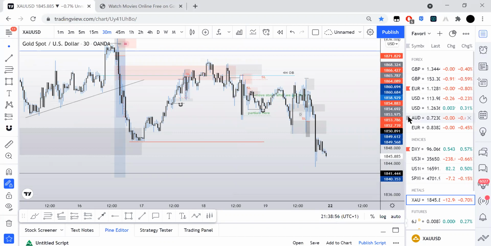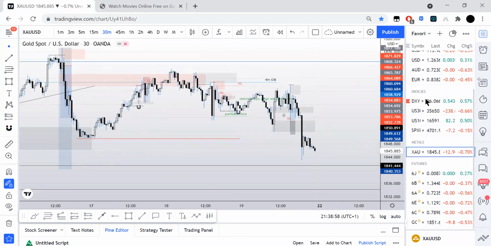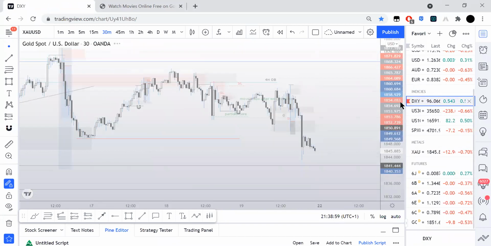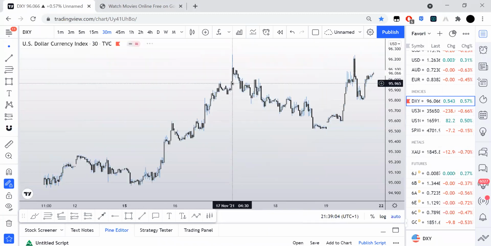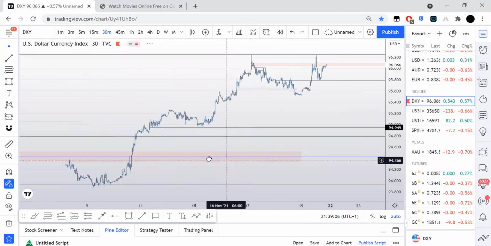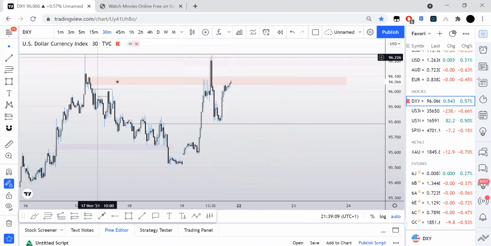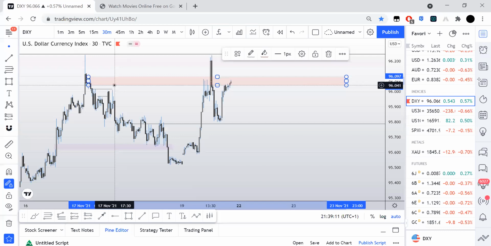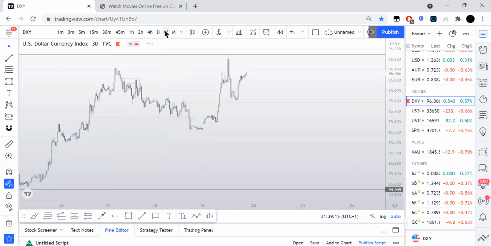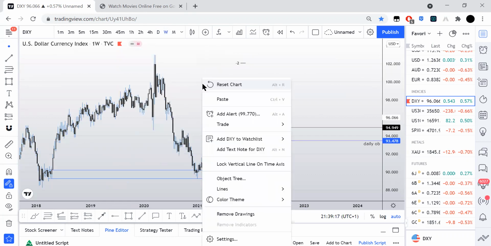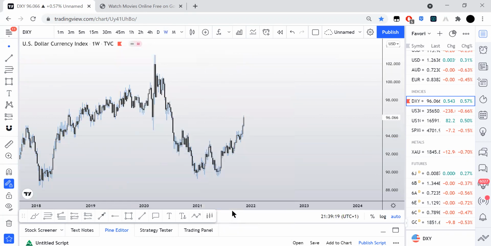I think I should start off with DXY. Yeah, let's do DXY real quick. Start off the week with DXY. I haven't done any type of analysis yet, so you guys are getting it fresh with me. We're doing this together, so this would be pretty cool. All right, let me go to the weekly. Let me remove everything real quick.